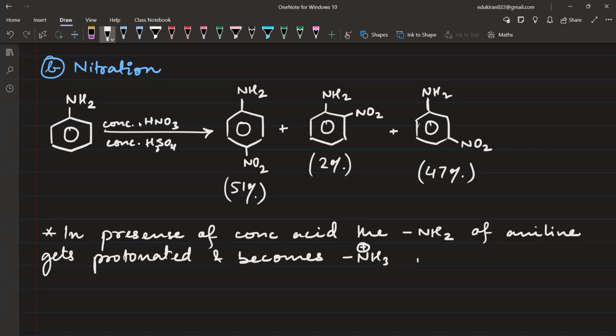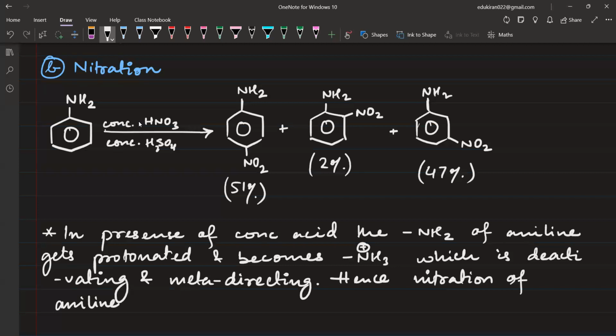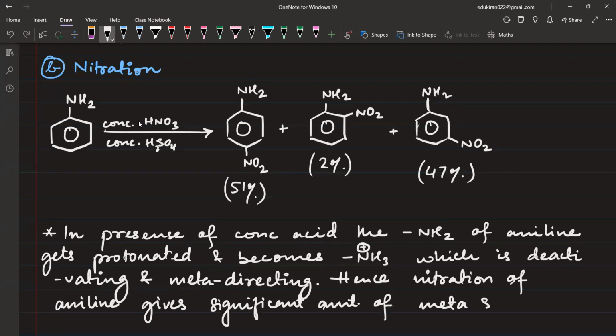So NH3 positive, which is deactivating and meta directing. Hence, nitration of aniline gives significant amount of meta substituted product.